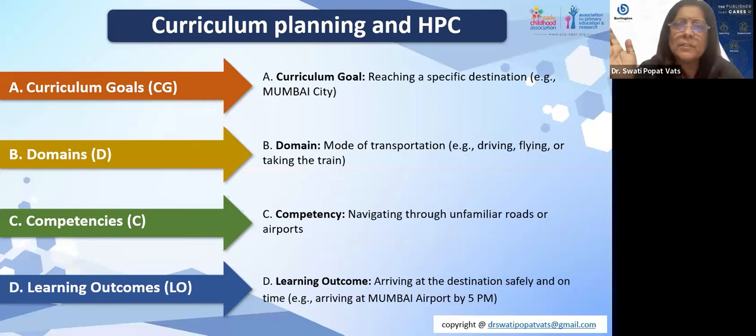Now I've understood it. Now, when I'm planning my curriculum, I know that I can't start with learning outcomes. I have to start with the curriculum goal. So I can put the curriculum goal and my learning outcome, that this is my goal and this is the outcome I want. But what about in between? What's the bridge? And your bridge becomes your domain and your competencies. Let's see the next slide.